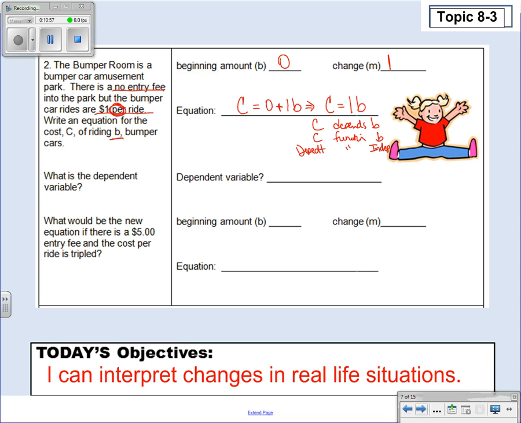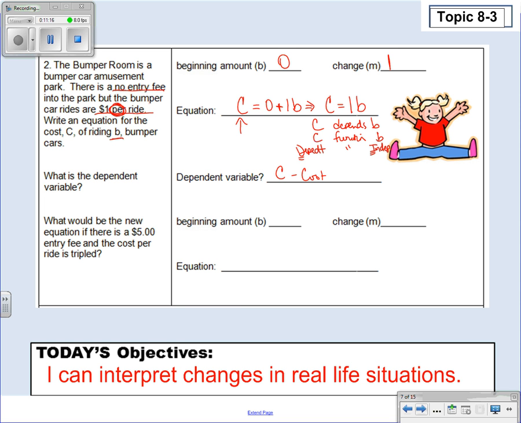This time it's asking what is the dependent variable. Our dependent variable is the C. It's the one that comes first in the equation. And remember, another way of remembering that is the D comes before I alphabetically. So C is our cost.